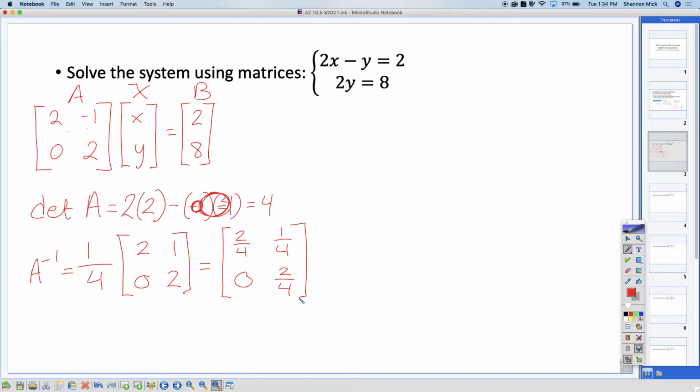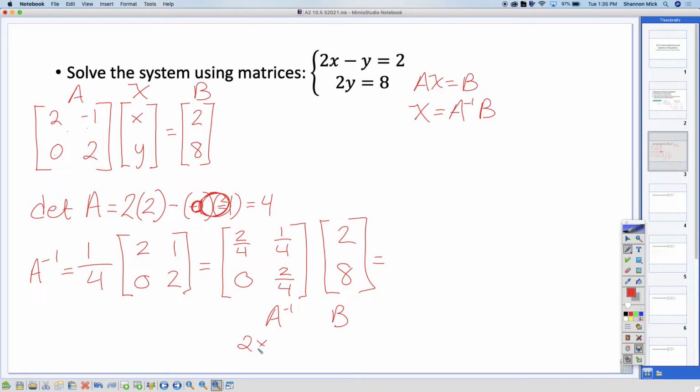Okay, so we had Ax equals B, and we have to now take what? A inverse times B. Look, we got A inverse right there already to be put on the left, right? So I put B, 2, 8. So I have A inverse and B, yes? Yes. So I have a 2 by 2 and a 2 by 1. So I'm going to get a 2 by 1. I'm going to get an X and a Y.